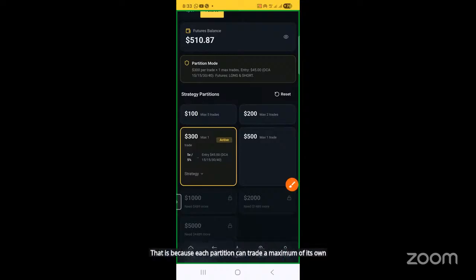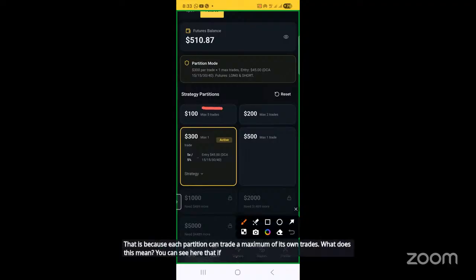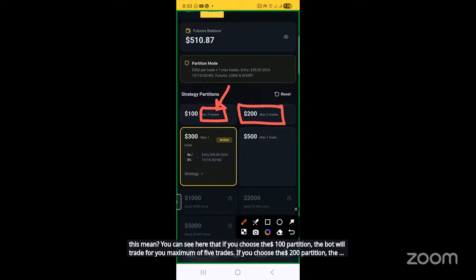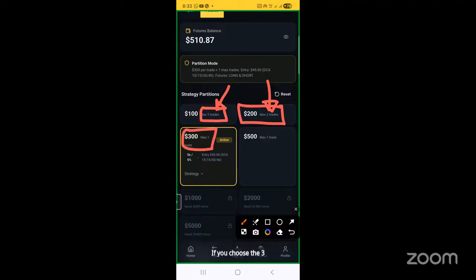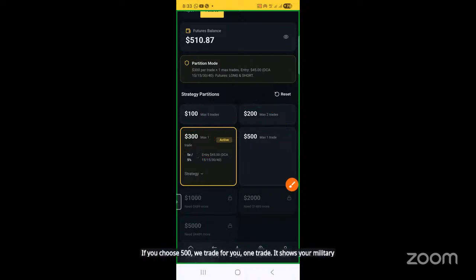What does this mean? You can see here that if you choose the $100 partition, the bot will trade for you a maximum of 5 trades. If you choose the $200 partition, the bot will trade for you a maximum of 2 trades. If you choose the 300 to trade for you, one trade. If you choose 500 to trade for you, one trade. It shows you how many trades will be traded if you choose that partition.